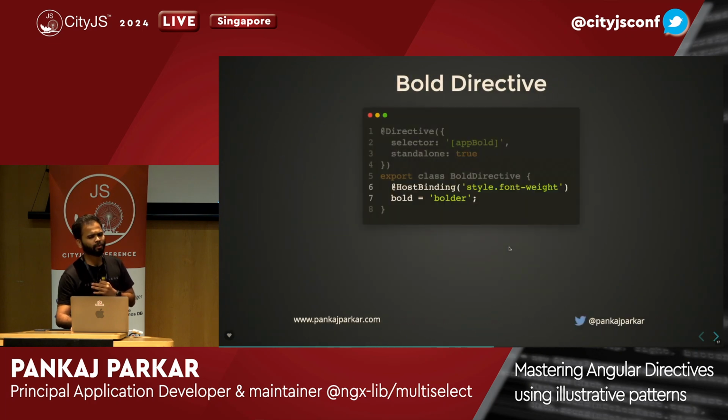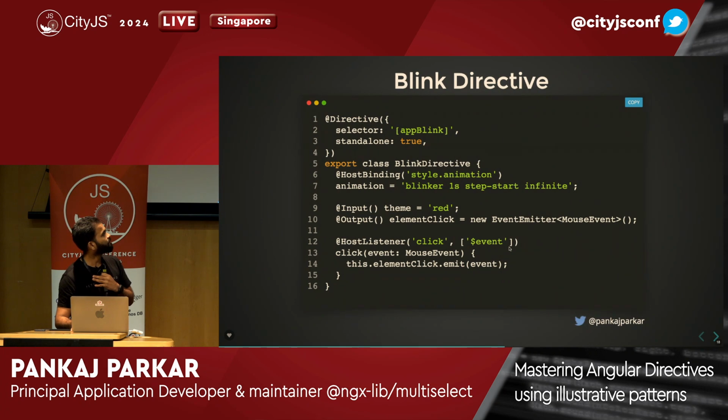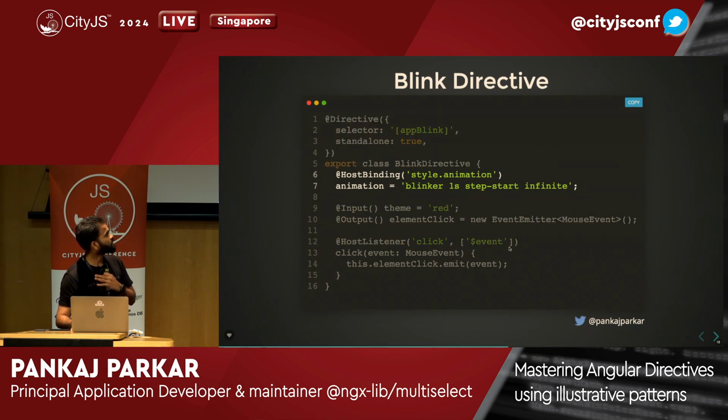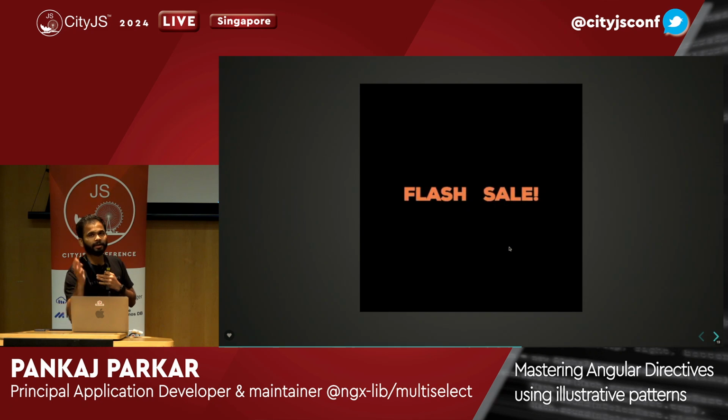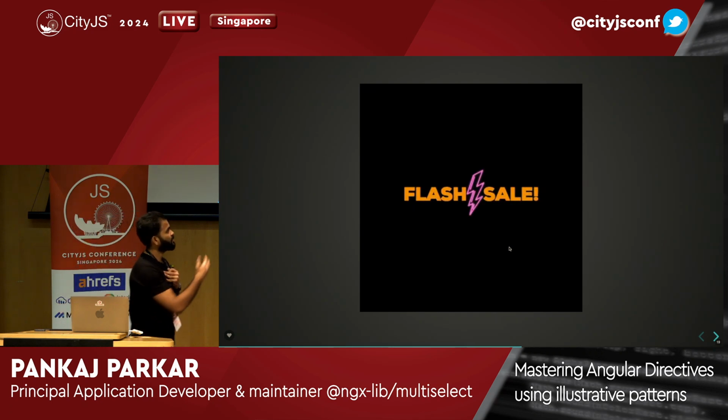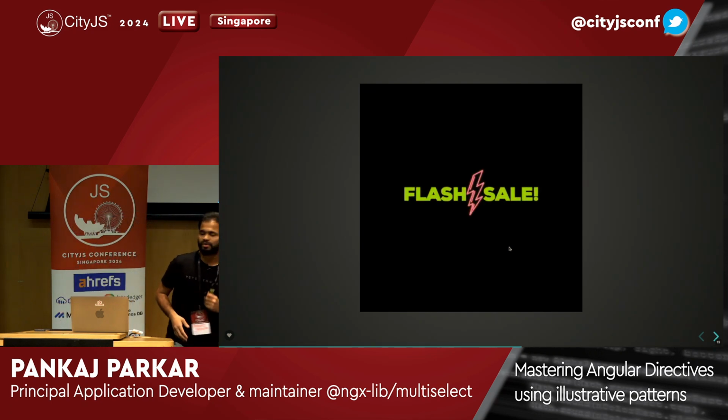That's good. How does the bold directive look? Very simple. It attaches font weight bold to the element using host binding, and the text will change to bold. In the same way, the blink behavior is very simple. It uses an animation property attached to the element, and on click of that an event will also be emitted. So basically the text may look like this on screen.